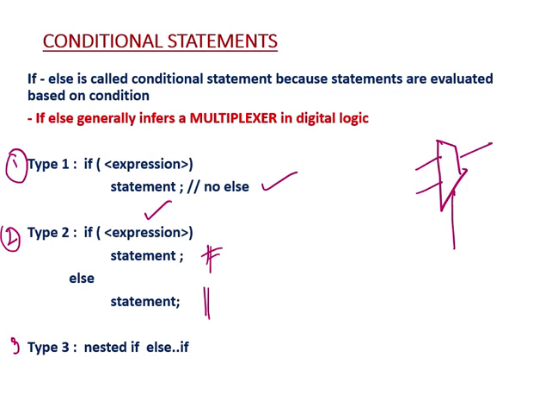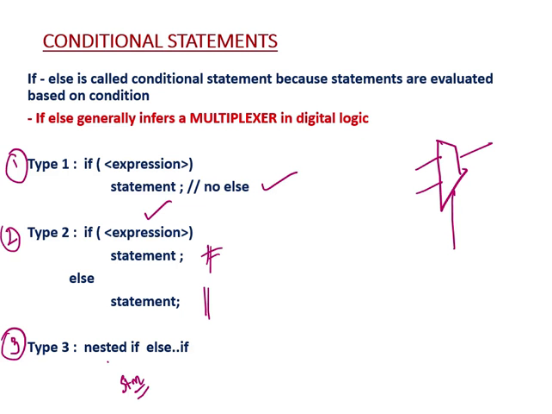And the third one is nested if, which means if, else if, else. There will be some statements here. So there are three different ways we can write if and else.